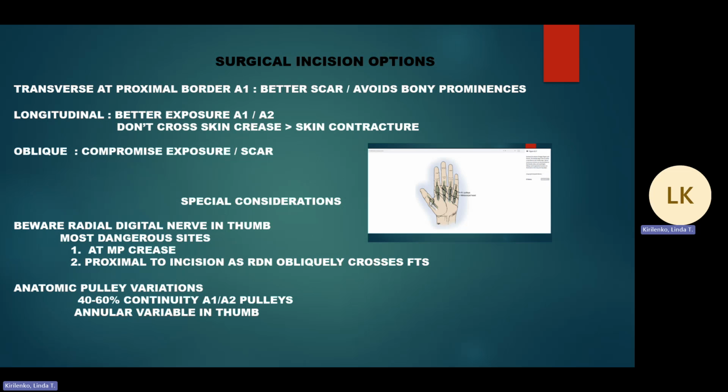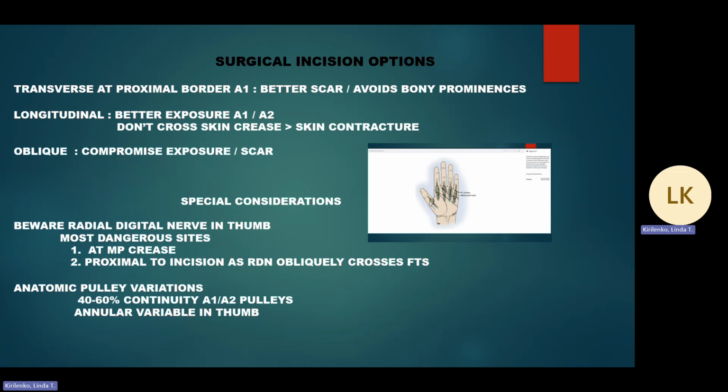Just remember that in the thumb, the digital nerves, especially the radial digital nerve, are endangered because of the anatomy. At the MP crease, it's very superficial and is easily injured, and you can also get it as you slide the scissors proximally, as the radial digital nerve obliquely crosses the flexor tendon sheath.